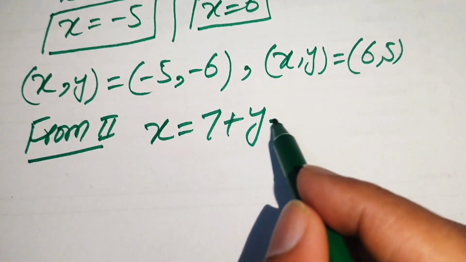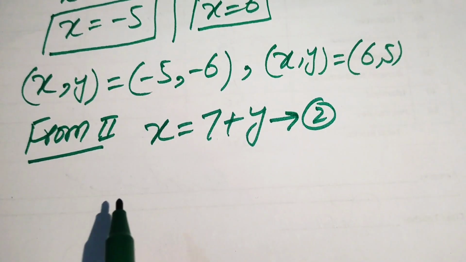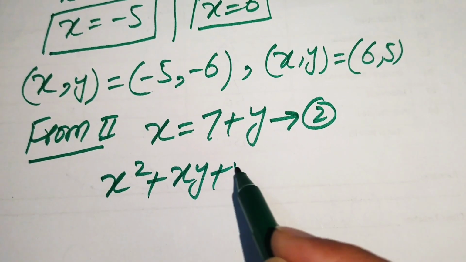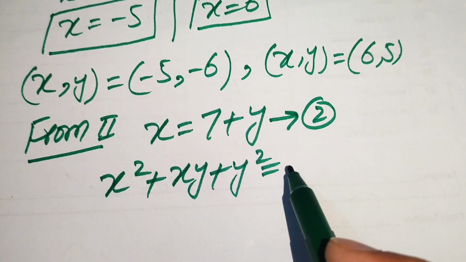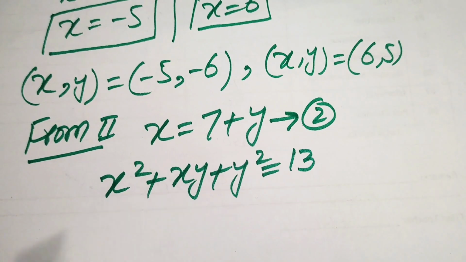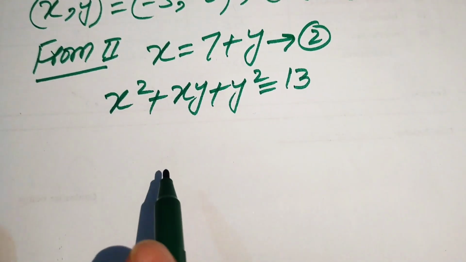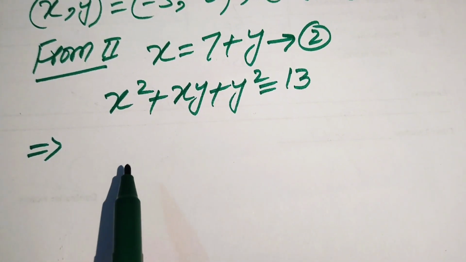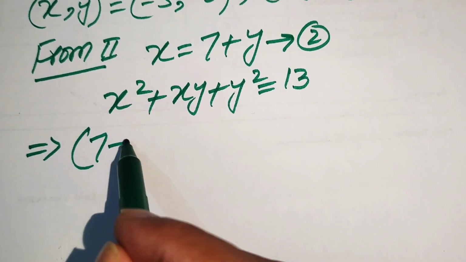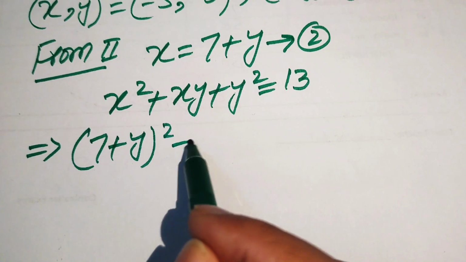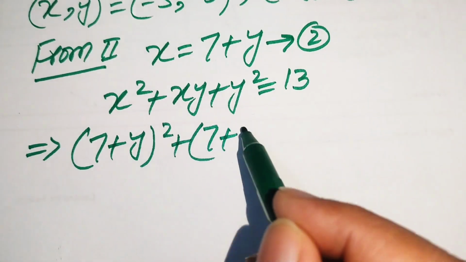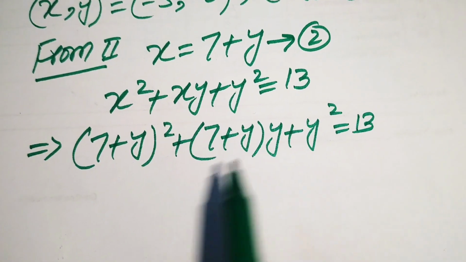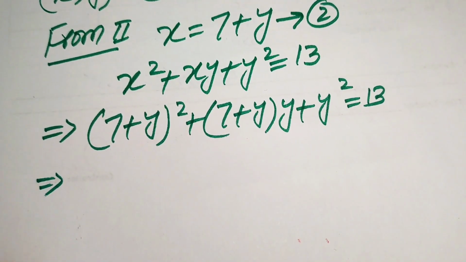We call this equation number 2, and we put this value in the second equation. It is x square plus xy plus y square equals to 13. So we substitute this value here, and after some simplification we get easily the value of x and y. So we put this value here and you get (7 plus y) square plus (7 plus y) into y plus y square equals to 13. So these steps are trivial, so we move forward.